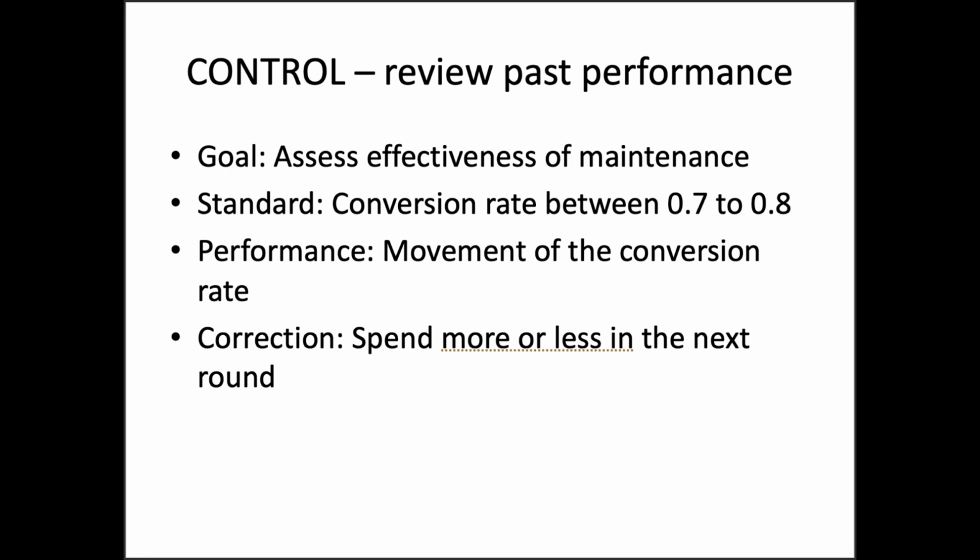Start with reviewing your performance in the past 4 rounds. Go over the control steps. The goal is to assess the effectiveness of maintenance decisions. The standard that defines good performance is having the conversion rate kept between 0.7 to 0.8. The performance to review is the movement of the conversion rate in the past rounds. The correction that can be made is to spend more or less on maintenance in the next round.